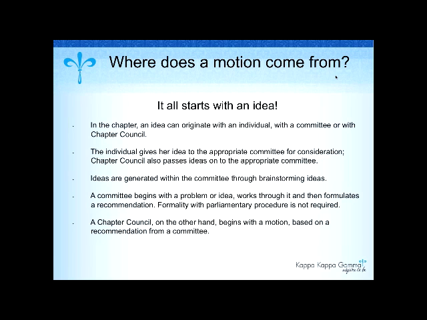So where does a motion come from? We've reviewed the importance of an agenda, being prepared ahead of time with information in order to make a decision. But how did that chapter council officer get their information in the first place?